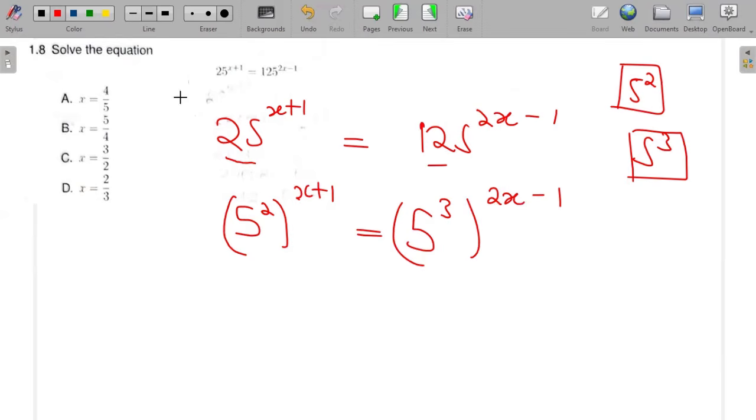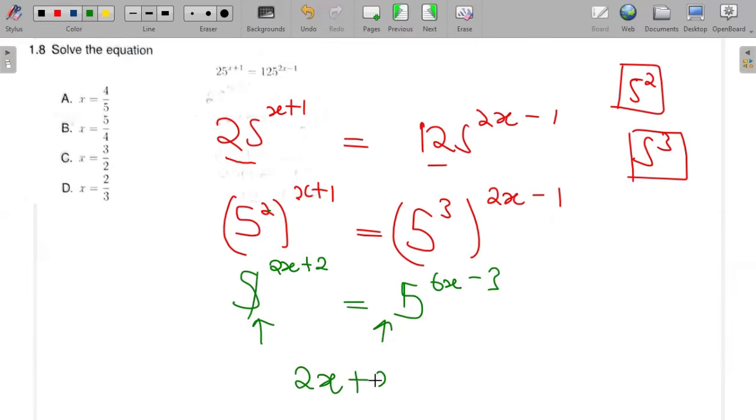Okay, so I can multiply or expand the power, or distribute this power to this. So it will be 5 to the power 2x plus 2 is equal to 5 to the power 3 multiplied by 2x, that will be 6x, then minus 3. So now we see that the bases are the same, so it means the powers should also be the same. So you cancel out the bases, you're going to remain with 2x plus 2 is equal to 6x minus 3.